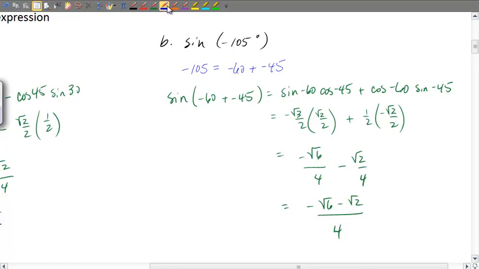Maybe when you stopped the video and did this, you did it a different way. Maybe you said that negative 105 could also be equal to a positive 255, and you chose angles that added together to give you 255. Maybe you chose 225 plus 30. Maybe you chose 210 plus 45. I don't know. As long as you're choosing measurements off the unit circle that either add or subtract to give you your original angle value.